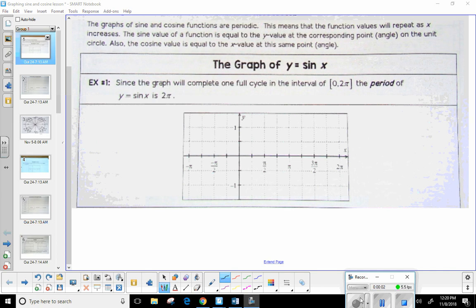Okay, so we are about to spend a lesson looking at how to graph sine and cosine, and specifically where we get the graph from in the first place.